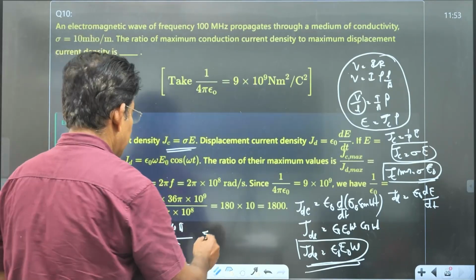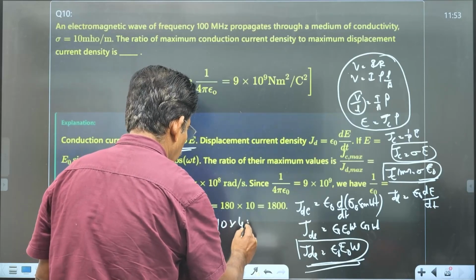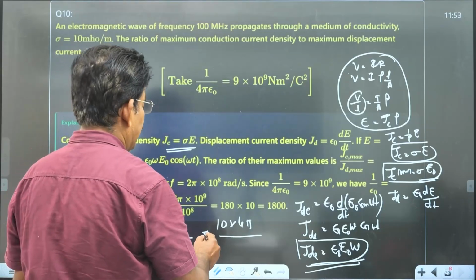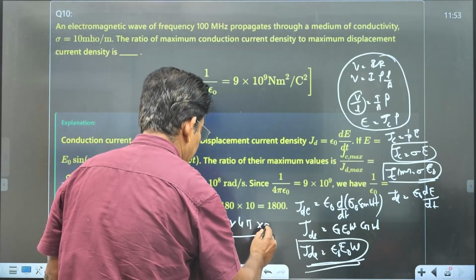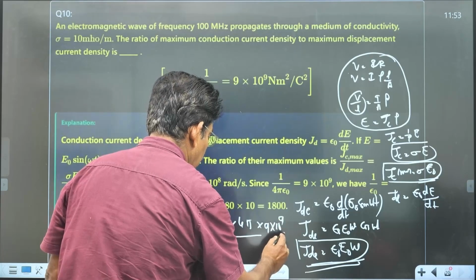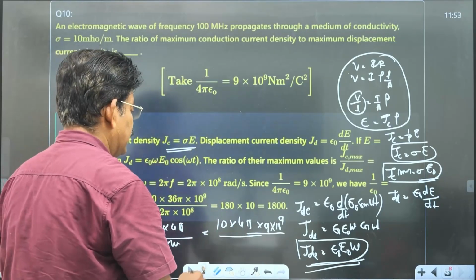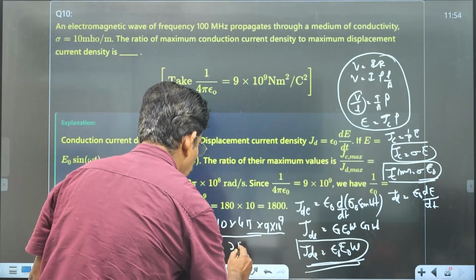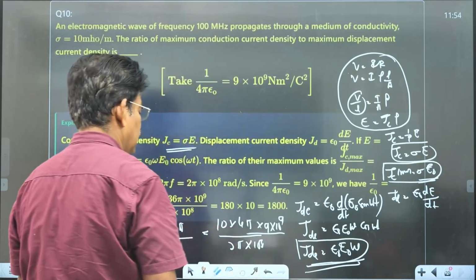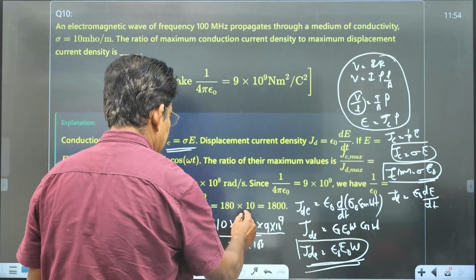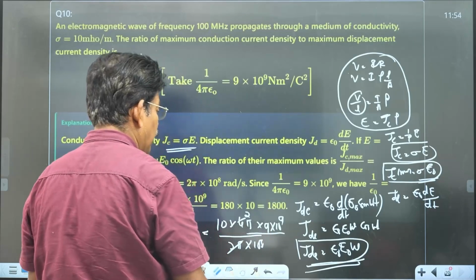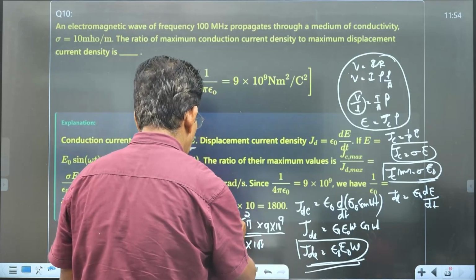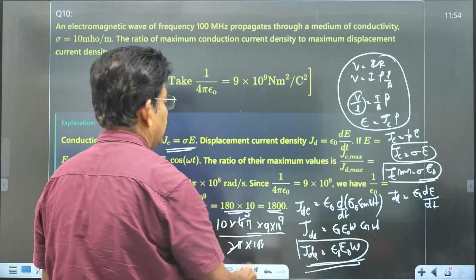Sigma is 10 into 4 pi, divided by, what is the value of 1 by 4 pi epsilon 0? That is 9 into 10 to the power of 9, which goes to the numerator. Divided by omega, which is 2 pi into 10 to the power of 8. Then 2 pi and 4 pi get cancelled, giving 2. So this is coming to be 18 into 100, which when you work it out is 1800.